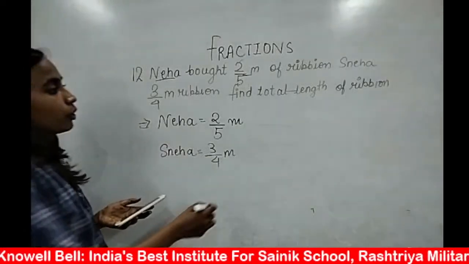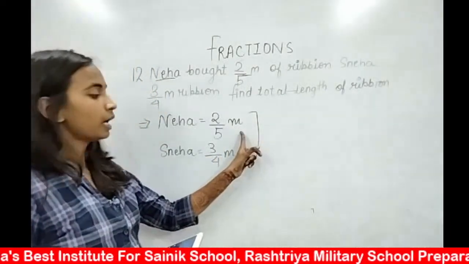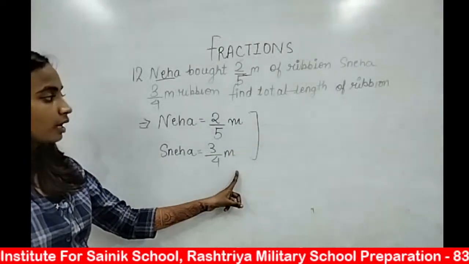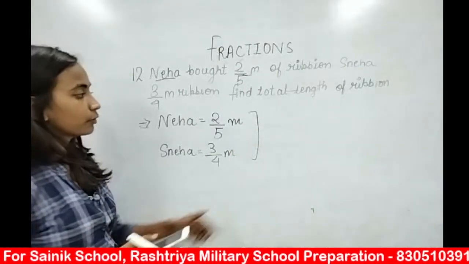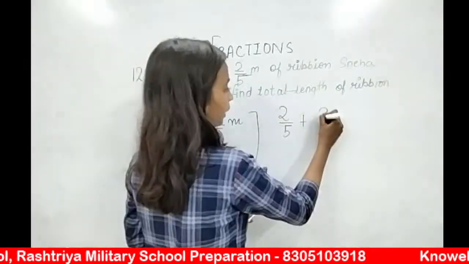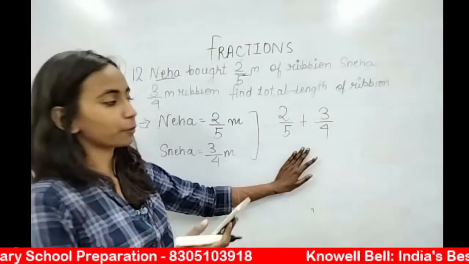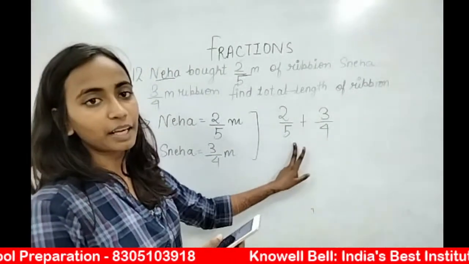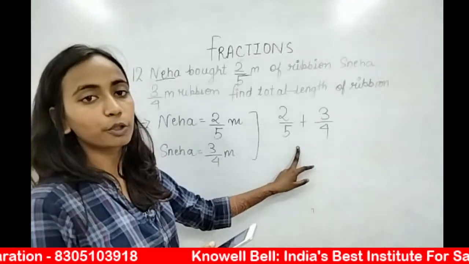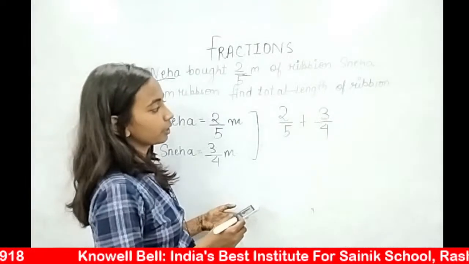Okay. Now in order to find the total length, हमको क्या करना पड़ेगा? The length bought by Sneha plus the length bought by Neha. You will have to add them. But can we add 2 by 5 plus 3 by 4? The denominators are different. First you will have to convert it into like fraction.